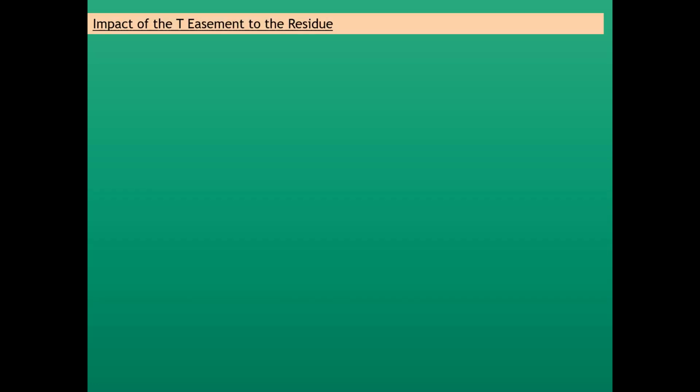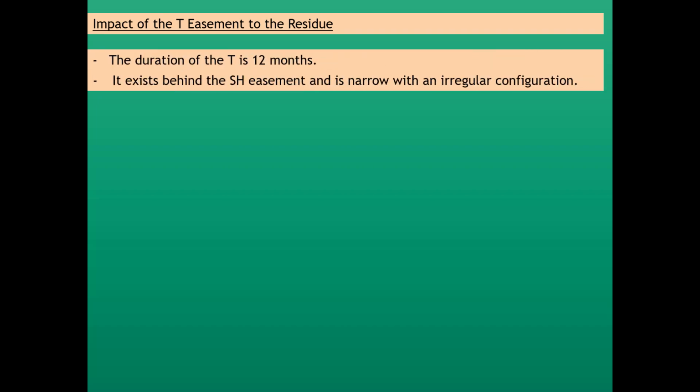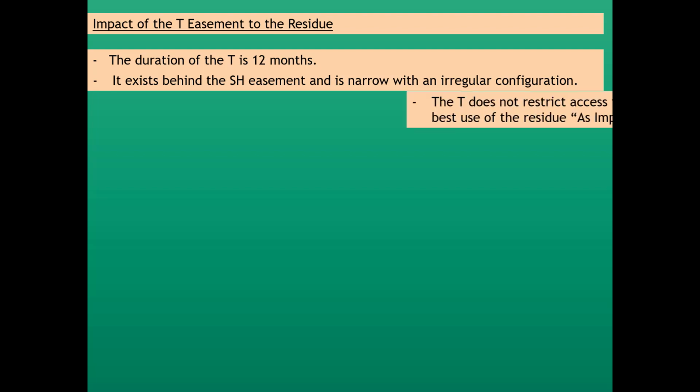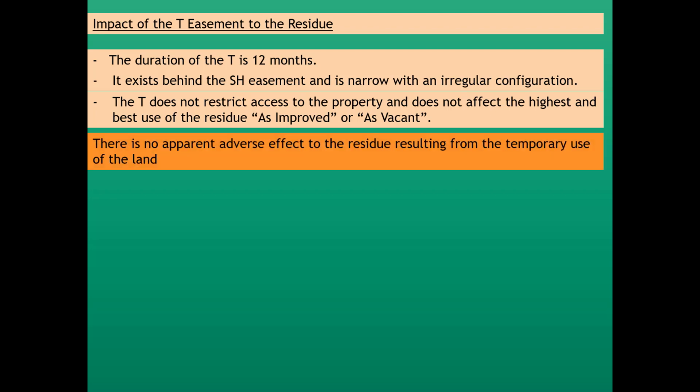So now let's look at the impact of the T easement to the residue. The duration of that T is 12 months. It exists behind the SH easement and is narrow with an irregular configuration. The T does not restrict access to the property, and it doesn't affect the highest and best use of the residue as improved or as vacant. So there is no apparent adverse effect to the residue resulting from the temporary use of the land for construction.